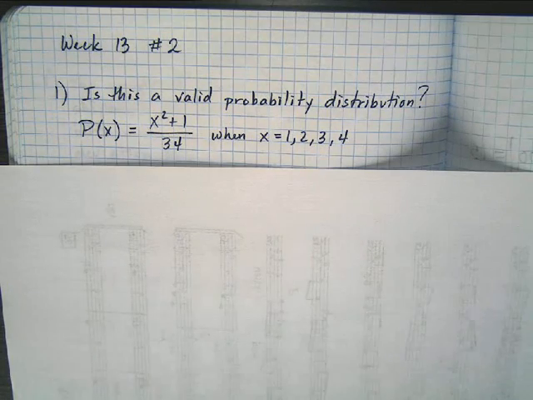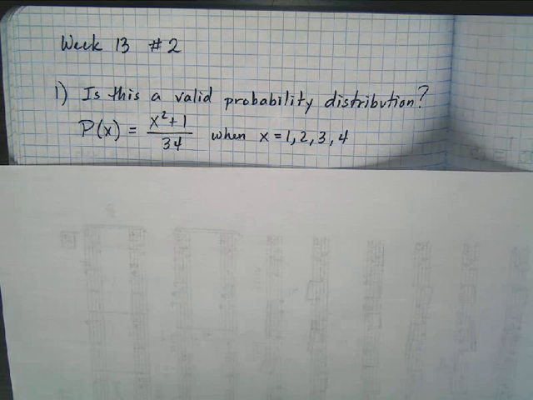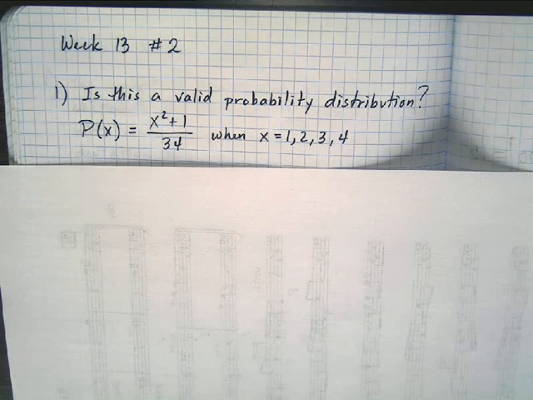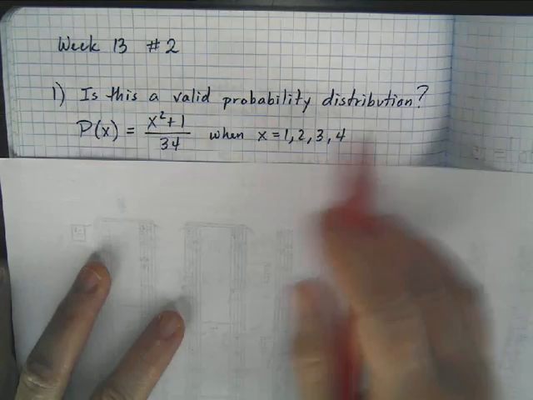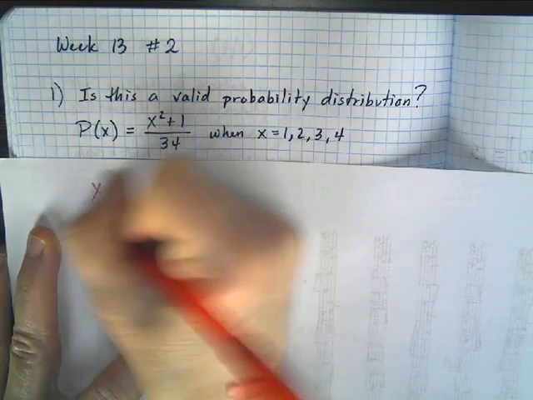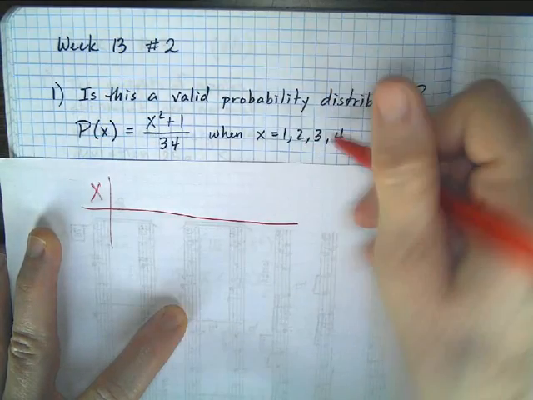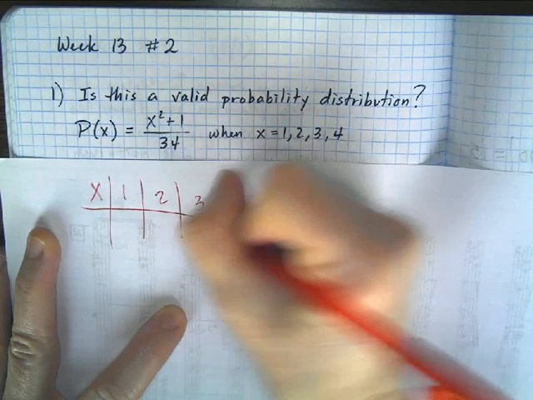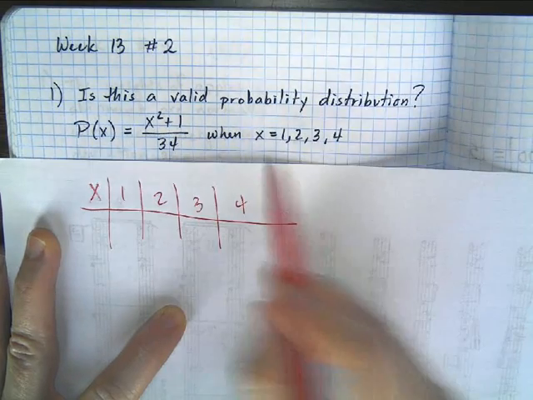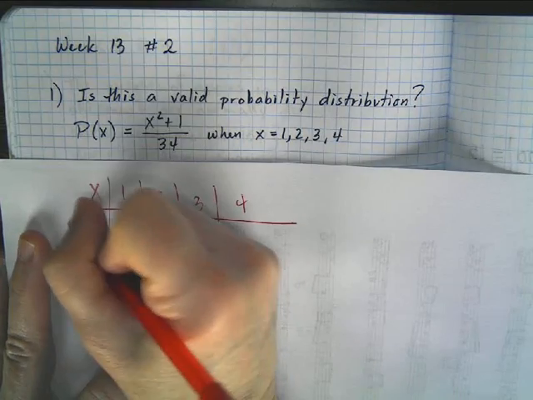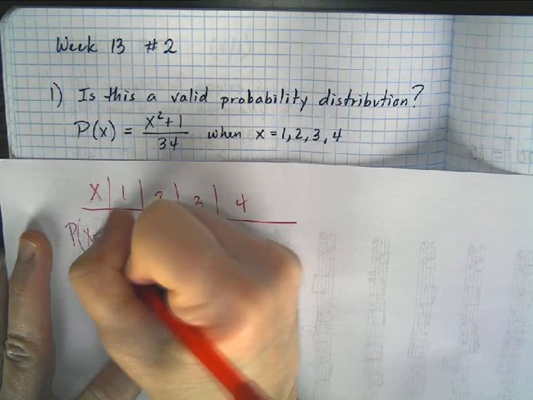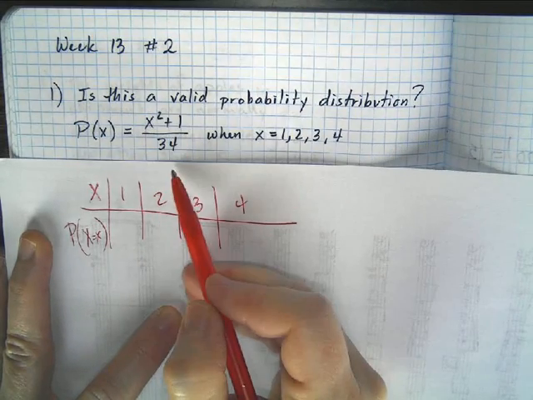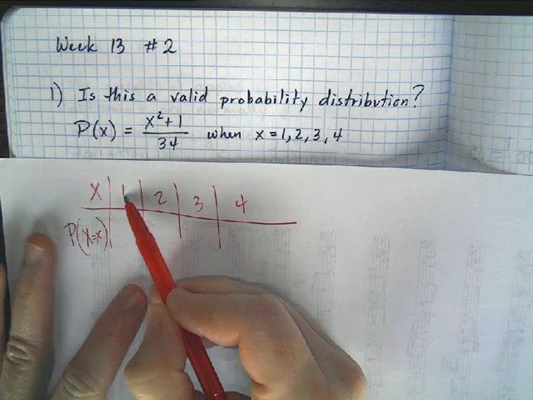If you look back in your notes about a probability distribution, there's two things that have to be true. The probabilities have to add up to exactly 1, and no single probability can be above 1 or less than 0. So we are going to set up a probability distribution with a table. We have our x values, which are going to be 1, 2, 3, and 4. Notice it doesn't go on forever. It's just exactly those numbers. And then the probability is dictated by this function. So we're just going to substitute in 1 for x.